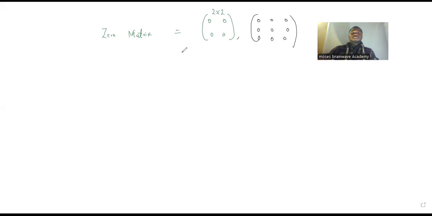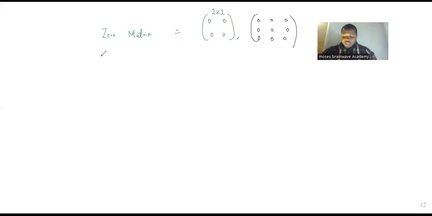We have the zero matrix, the matrix of zeros. How does it look? It is any matrix of the form 0, 0, 0, 0. Now, this is for a 2x2. For a 3x3, it is going to appear as 0, 0, 0, 0, 0, 0, 0, 0, 0. Right? This is straightforward and simple. Good.